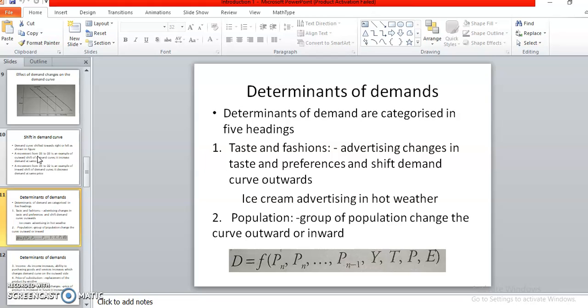The second point is population. Suppose the lower age group in that population is large.